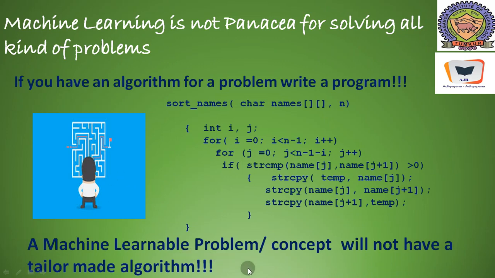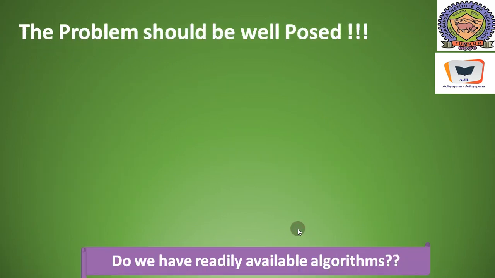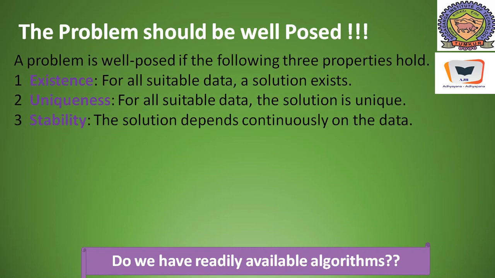Therefore, a machine learnable problem or concept will not have a tailor-made algorithm, right? And we can quote several examples. Of course, in order that the machine solves a problem, the problem should be well posed. I repeat, in order that machine learning is applicable for a problem, the problem should be basically well posed. That means we need to find the definition of well posedness, or what exactly we mean by categorizing a problem as well posed. A problem is well posed if the following three properties hold good.